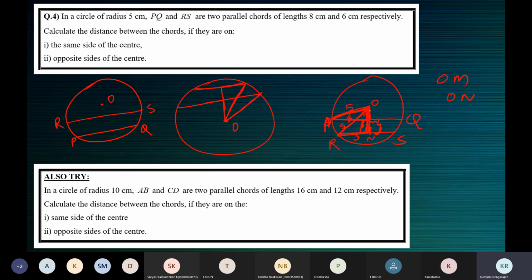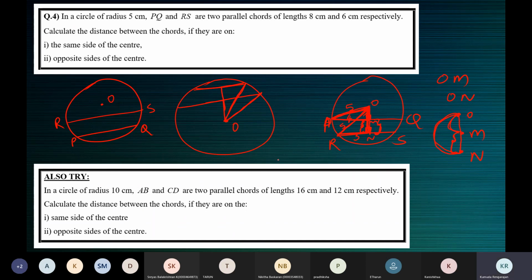Okay, the distance between the two chords is ON minus OM. Let me show you. This is O, this is M, this is N. This is the distance between the two chords. So that's nothing but ON minus OM. From ON, if you take away OM, you will get MN, which is the distance between the two chords.